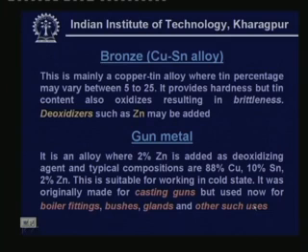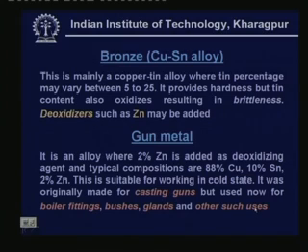Gunmetal is also an alloy of copper, where 2% zinc is added as a deoxidizing agent, and the typical composition is 88% copper, 10% tin, 2% zinc. This is suitable for working in cold state. It was originally, as you know, made for casting guns, but now it is used for boiler fittings, bushes, glands and other such uses. The name is derived because it was used primarily for casting guns.